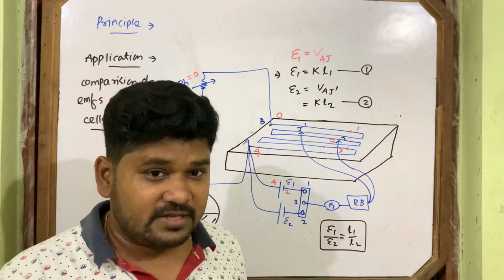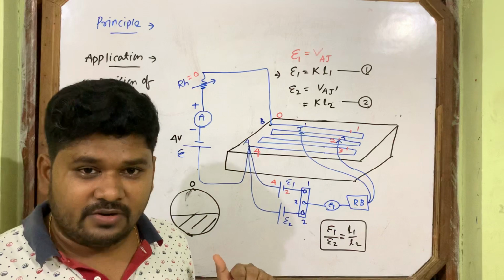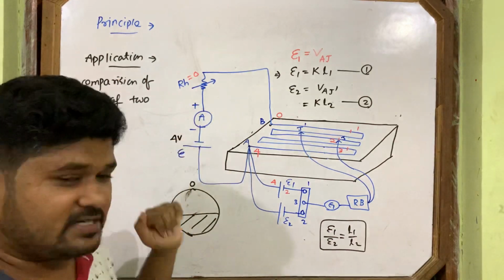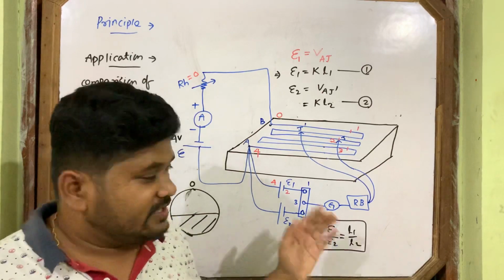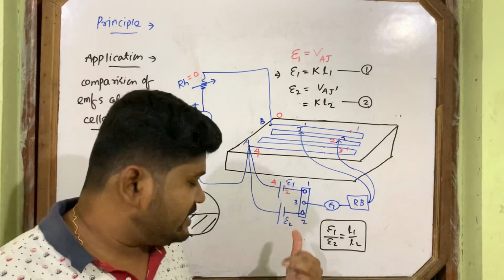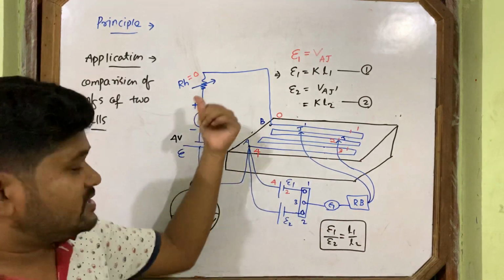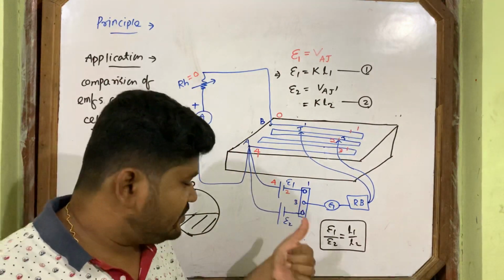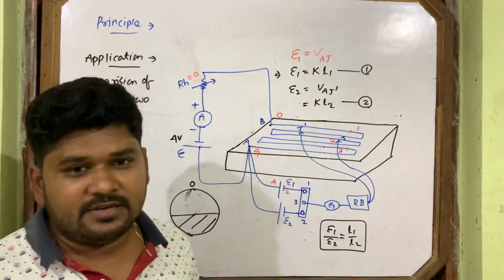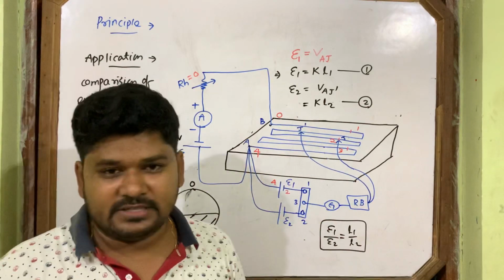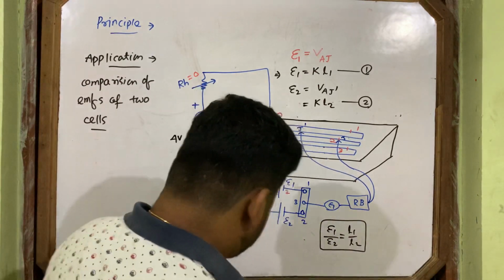If you want to take another observation, you will change the rheostat. Means variable resistance, you either increase or decrease. Then you take another observation, again E1, again E2, over. If you want another observation, again you change the rheostat. Again with E1 take L1, with E2 you take L2. Again another observation, you can take the observations like this. So this is about the application 1.